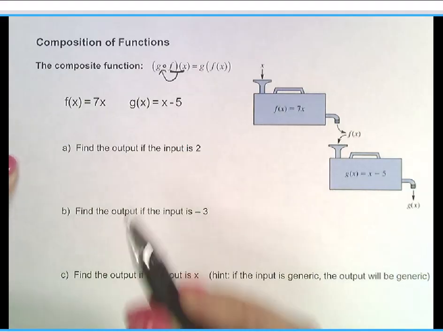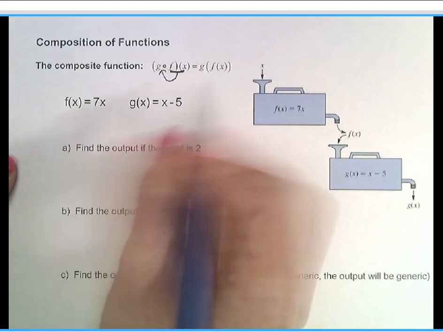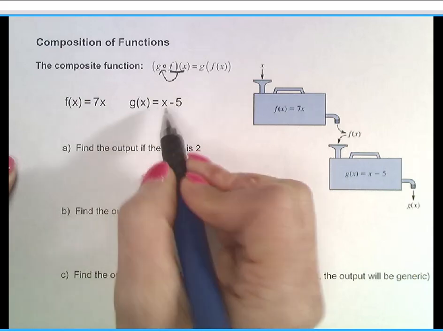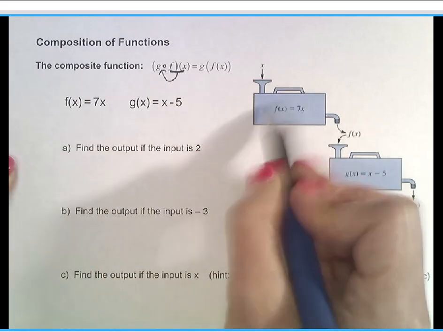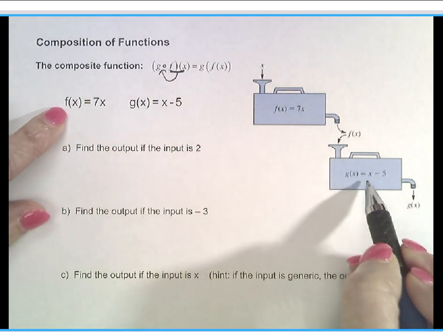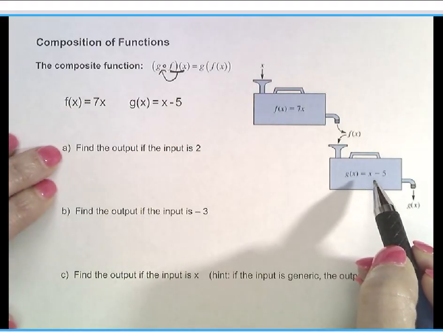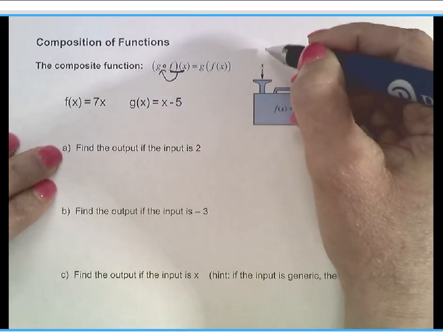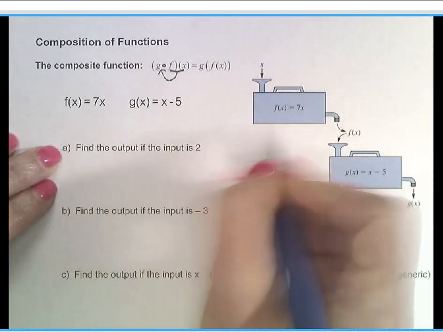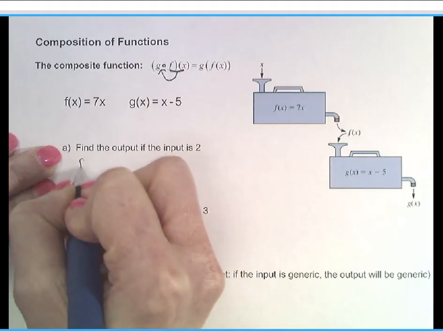So the equations we're going to do are 7x, that's going to be our F of X. And then x minus 5 is going to be the G of X. So you can see my first machine is 7x, my second machine is x minus 5. So find the output if the input is 2. So we're going to drop in a 2. So the 2 is going to get plugged into the F function.